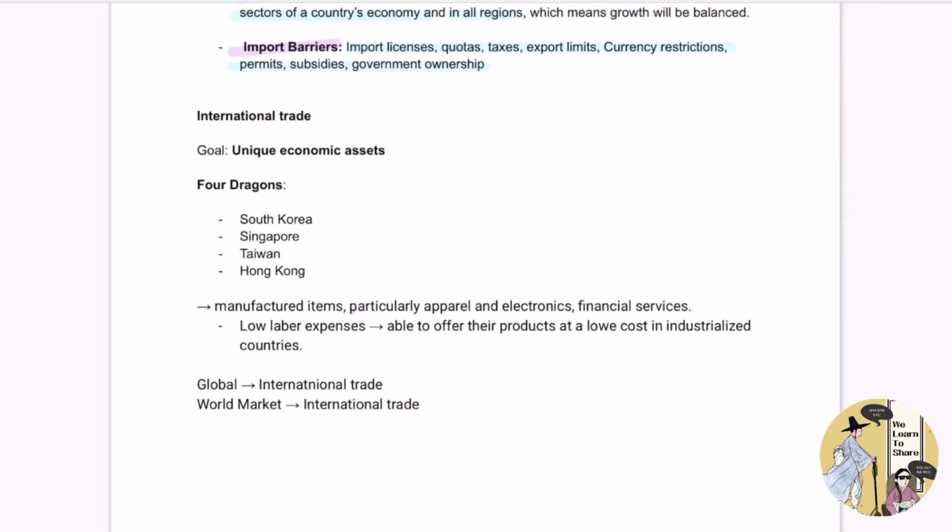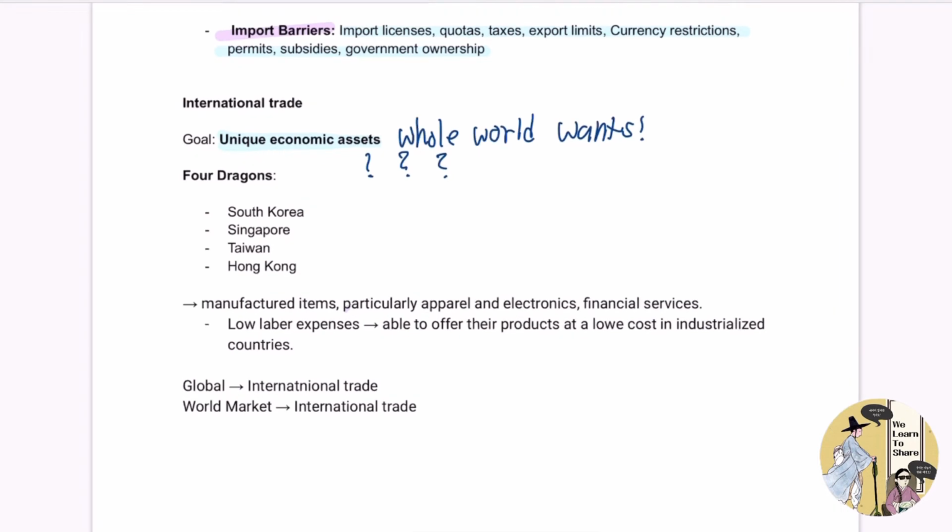Next is international trade. International trade's goal is to find and develop unique economic assets that the rest of the world wants. What animal, what vegetable, what mineral does the country have in abundance that other countries are willing to buy? What products can the country manufacture and distribute at higher quality and lower cost than other countries? And this is the main theme of international trade.